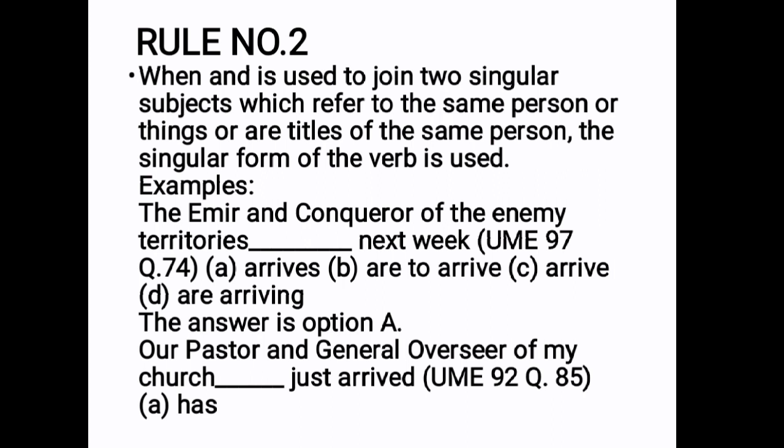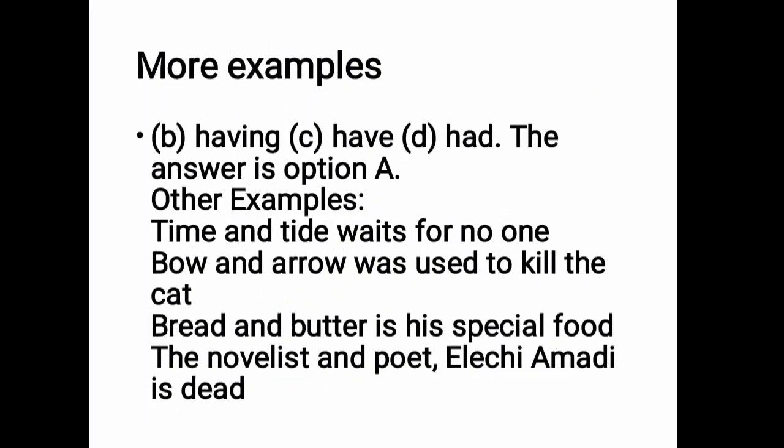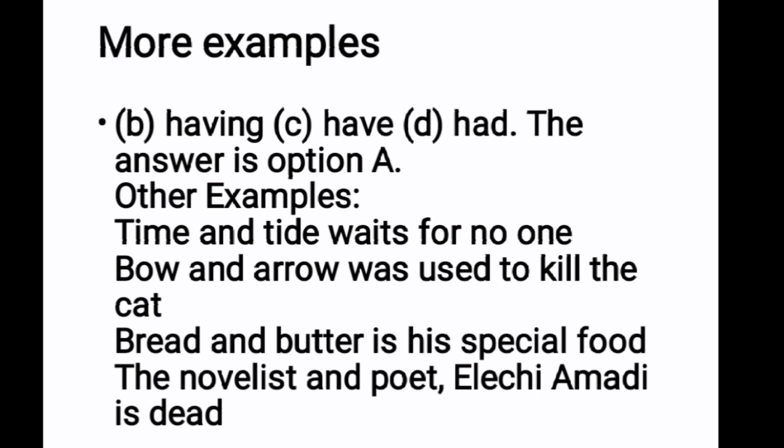Then the pastor and general overseer of my church, they are the same person. The pastor is also the general overseer, so it has to use a singular verb. Okay, then more examples. Time and tide wait for no one. Bow and arrow was used to kill the cat. You see that "was" is used, which is singular.